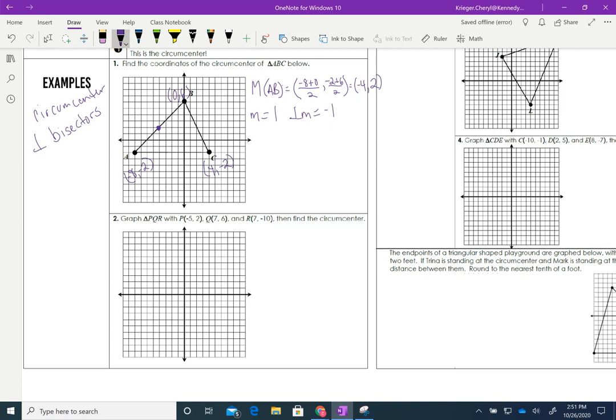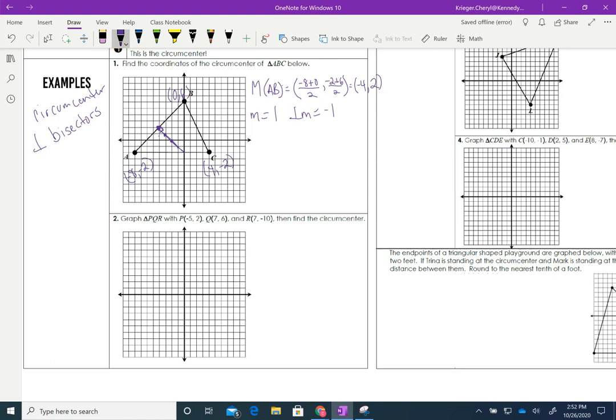Okay, so I graph that from the midpoint. So my midpoint is this purple dot in between AB. I'm going to go down 1 over 1 to the right, down 1 over 1 to the right, down 1 over 1 to the right, and so on. Okay, so this is my perpendicular bisector. All right, and I probably didn't need to go that far, but that's okay.